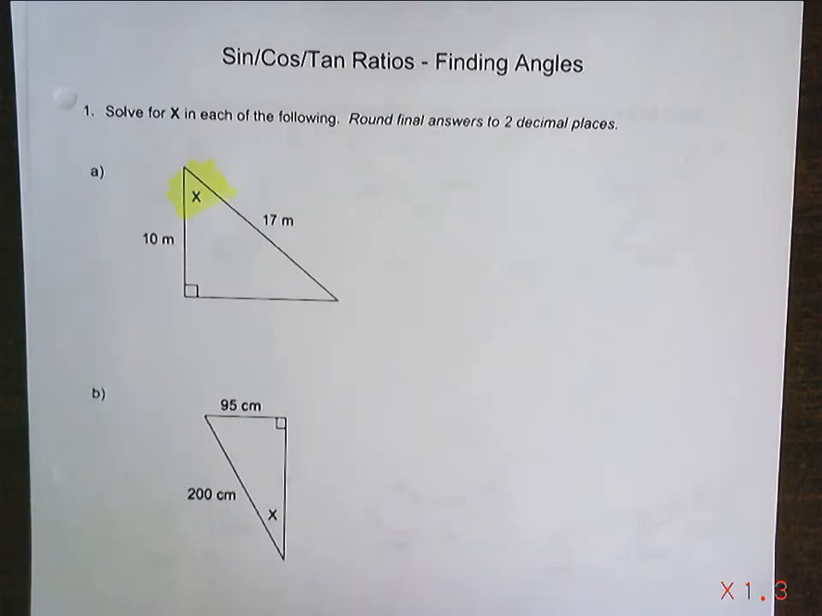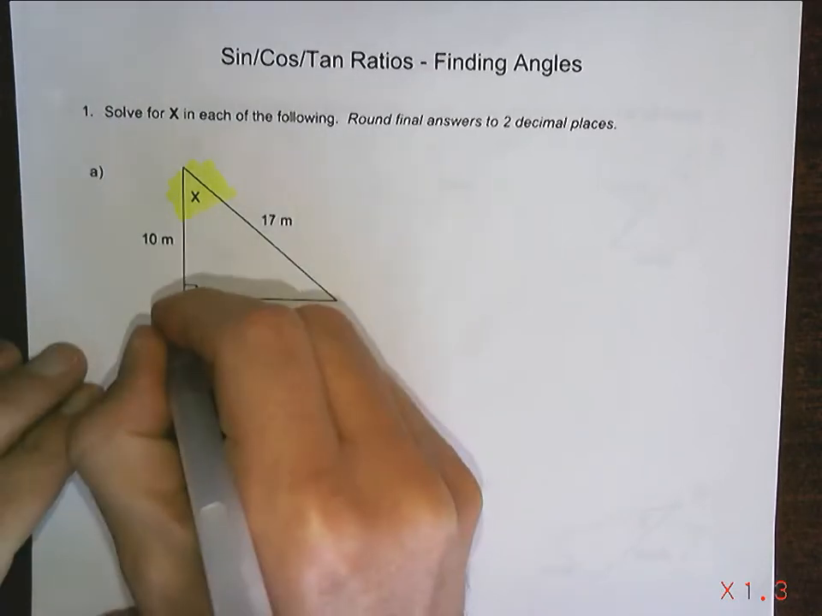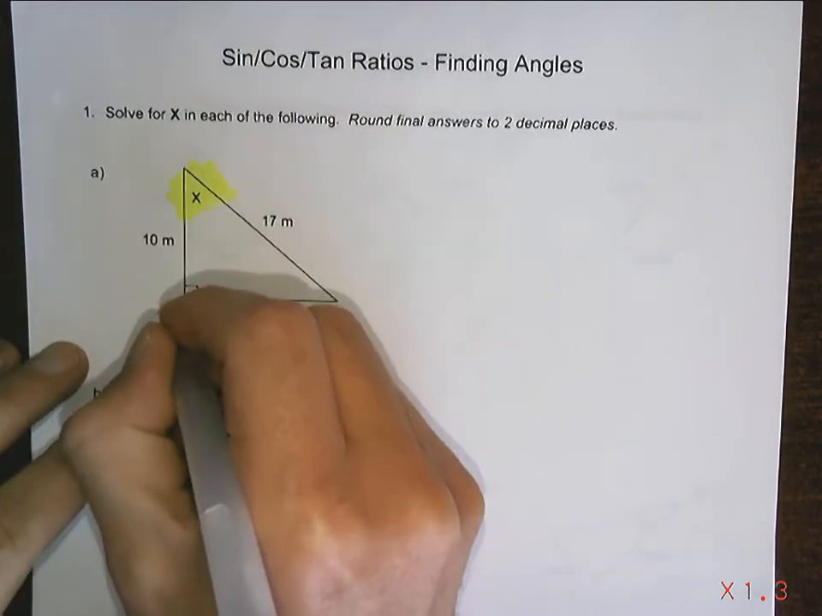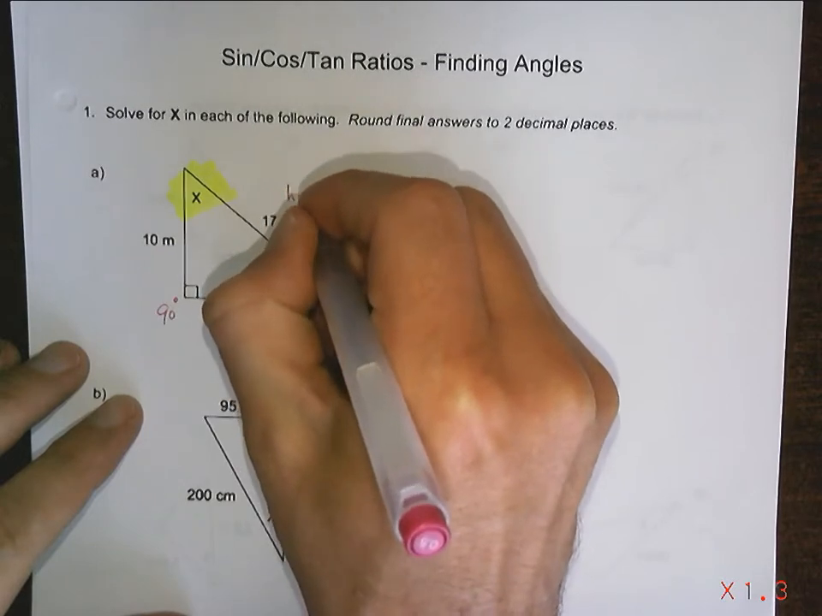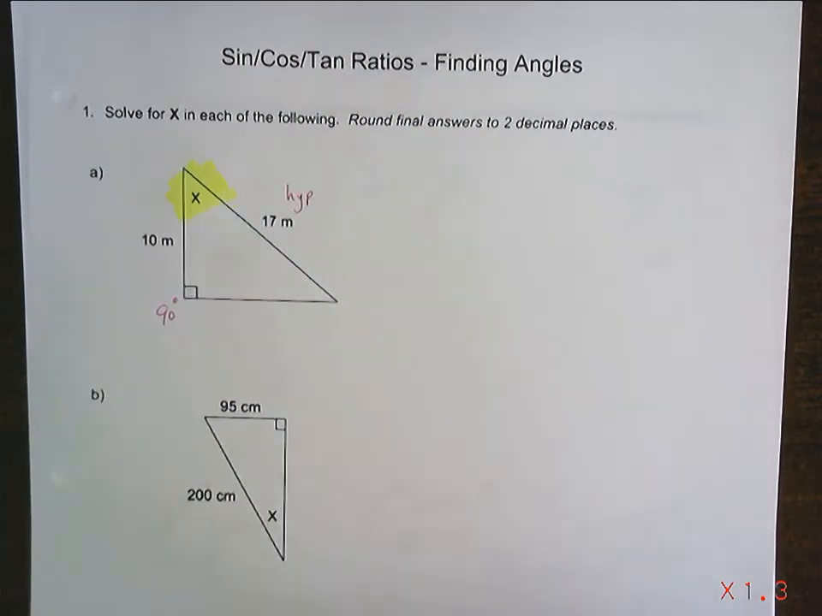Now, nothing changes as far as I think in how you should organize your thoughts. I think you should find your 90. I think you should, from there, find your hypotenuse. Because no matter what I do, if I use Pythagorean theorem or if I use trig, that hypotenuse is the hypotenuse. And it's good to know which is which.